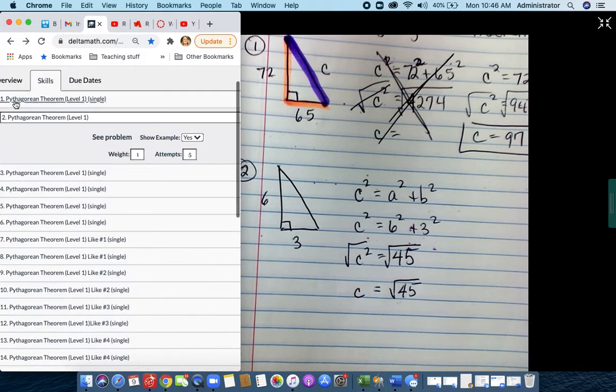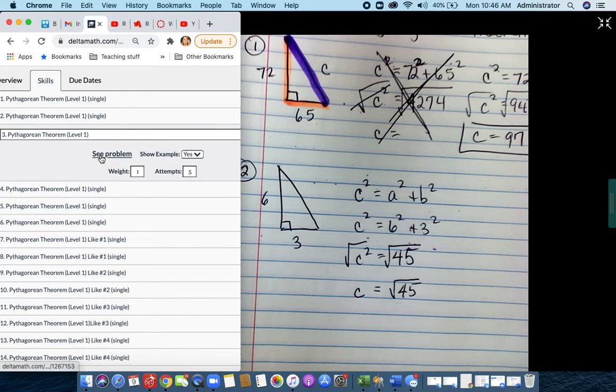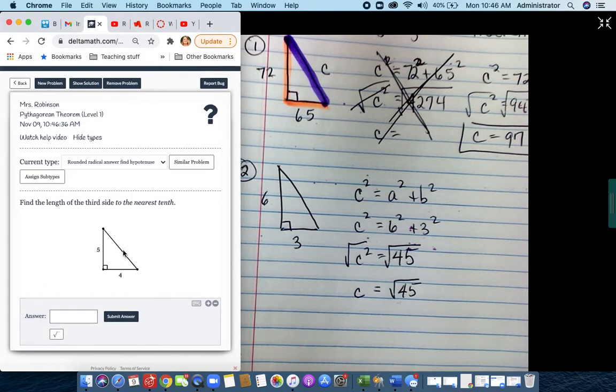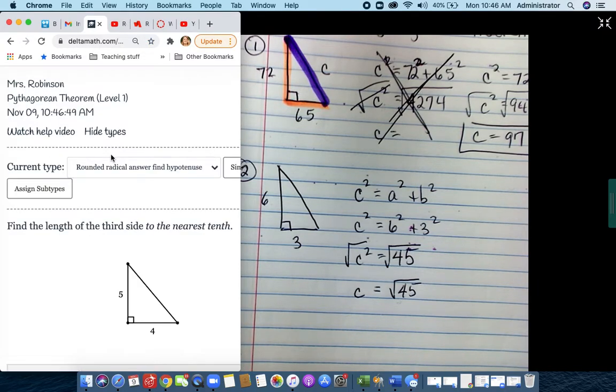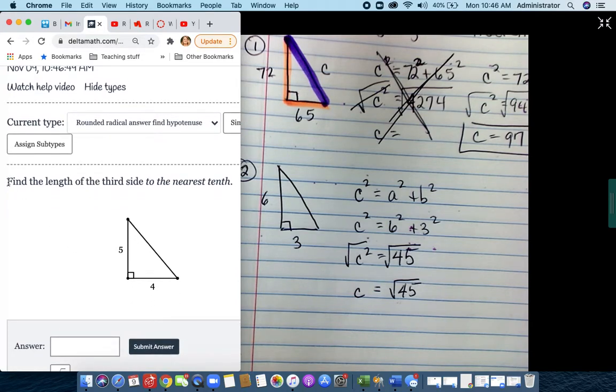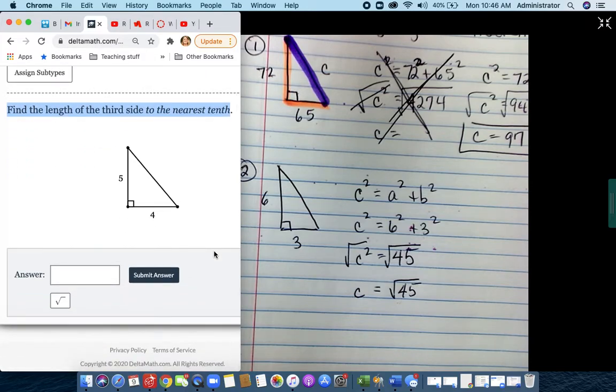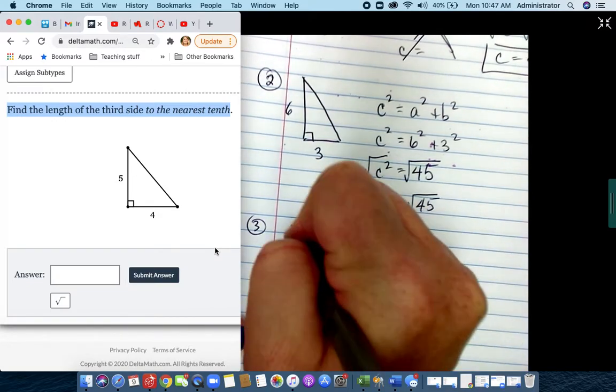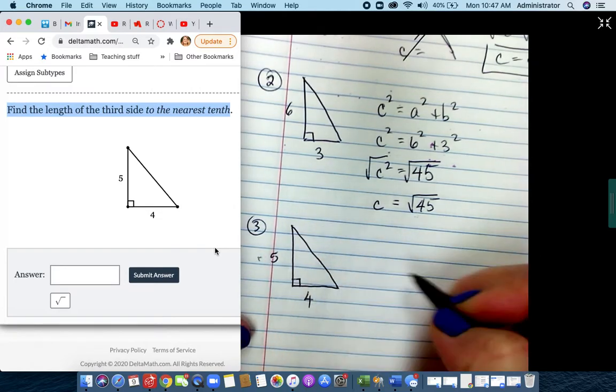Okay. Notice if you're also struggling with any of these, please remember that we have this set up so that you can click on Show Example and over here Watch Help Video if for some reason you needed another example worked, okay? So again, number 3, but notice the instructions. Now it says to find the length of the third side to the nearest tenth. So that means after we take the square root, we're going to write the value of that decimal rounded to the 10th place. So number 3, another right triangle with lengths of 5 and 4.